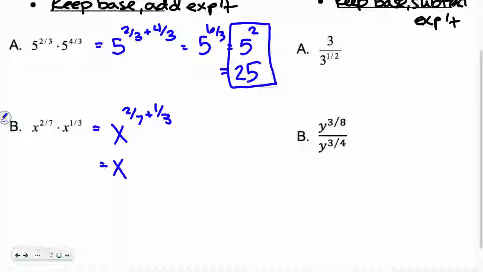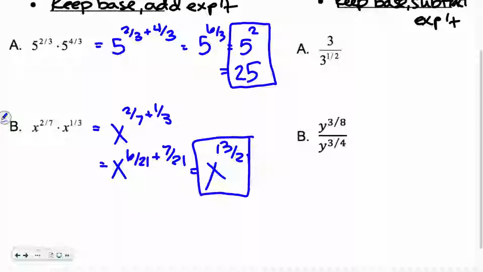So we'll get x to the 6 over 21 plus 7 over 21, and that gives us x to the 13 over 21. Now, that one doesn't simplify in any kind of way. That's fine. Just leave it alone. It's a new power.